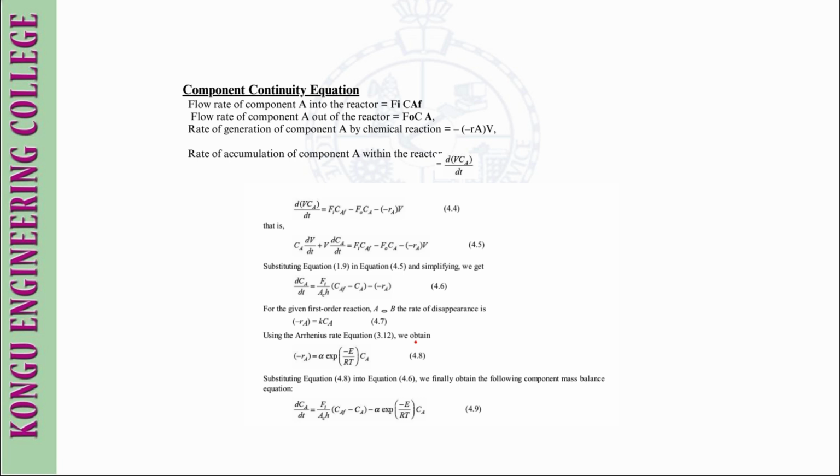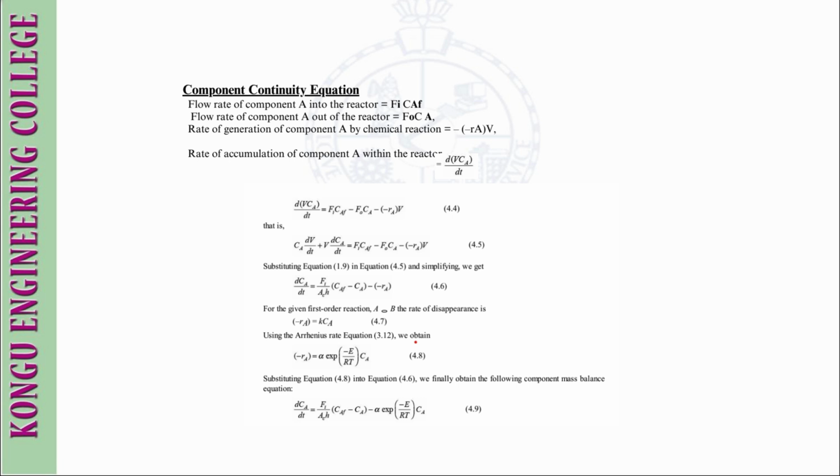Now for the reaction rate we use Arrhenius law. RA is equal to K CA, where K is equal to K naught exponential of minus E by RT. Substituting that in, we get dCA/dt is equal to Fi/V into (CAF minus CA) minus K naught exponential to the power of minus E by RT into CA. This final form is a first order differential equation that captures how A's concentration changes with time, including flow and reaction effect.